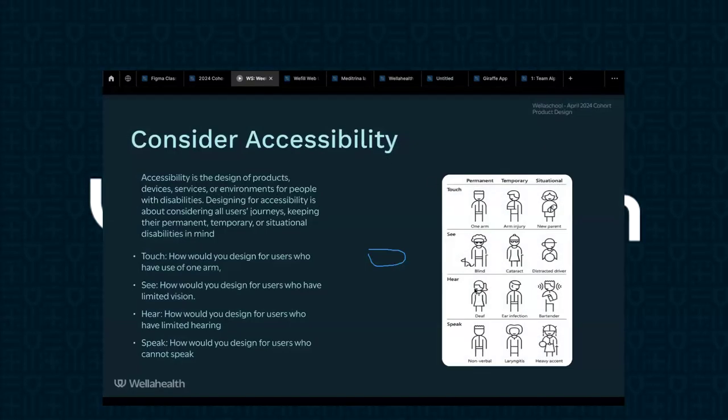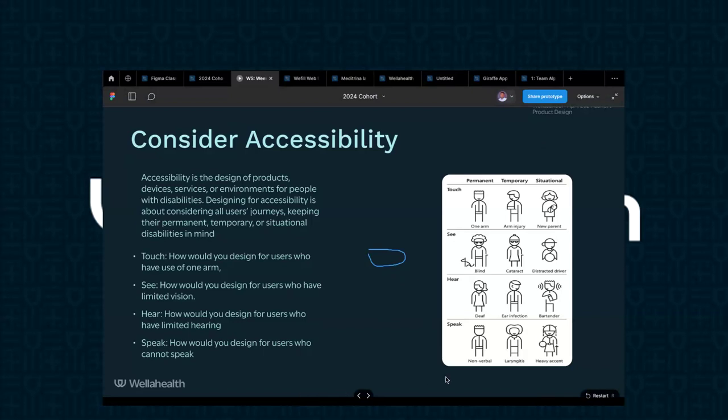So consider accessibility. It is at this point that it is important for you to consider accessibility. When I talk about accessibility, some people will think that accessibility is about making a product accessible to people that have a disability. But of course, nothing can be further from the truth.